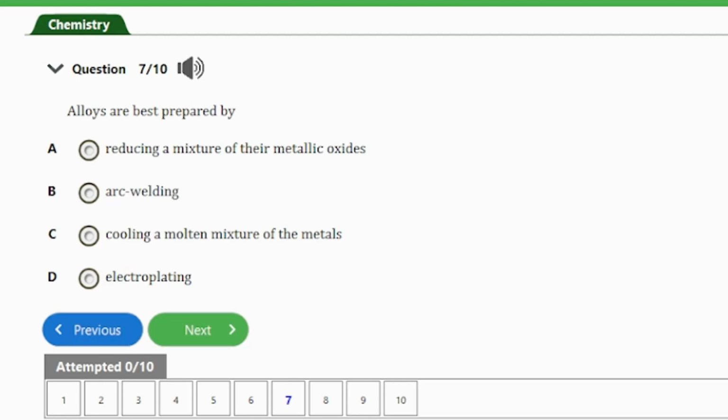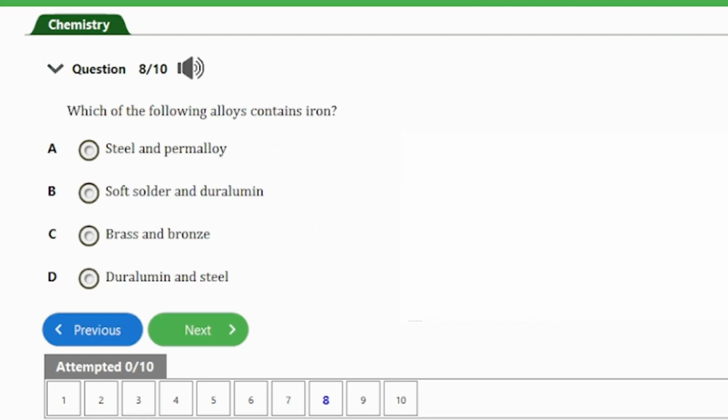Question number 7, it says, alloys are best prepared by A, reducing a mixture of their metallic oxides; B, arc welding; C, cooling a molten mixture of the metals; and D, electroplating. So guys, the answer to this question is option C here, and that's by cooling a molten mixture of the metals. When you melt the two metals and they are mixed together in their molten state, you can now allow the mixture to cool, and then you have a good alloy of the two metals. So that's it for that question. So let's consider the next question.